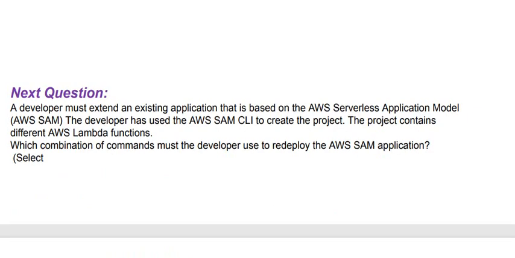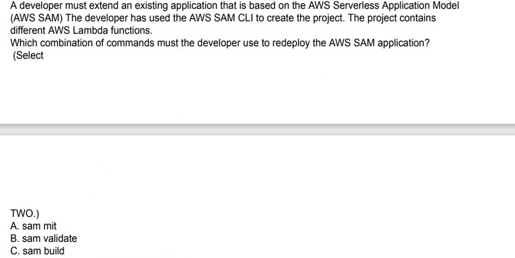Next question is, a developer must extend an existing application that is based on the AWS Serverless Application Model. The developer has used the AWS SAM CLI to create the project. The project contains different AWS Lambda functions. Which combination of commands must the developer use to deploy the AWS SAM application?